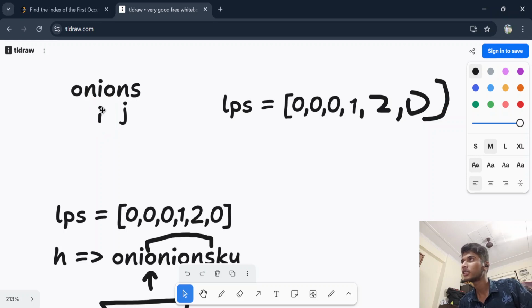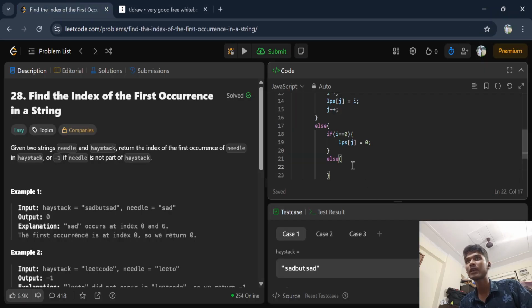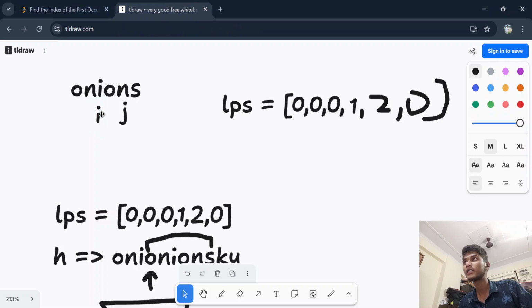See, if i was here and j was here, again our value should be 2, but how can I see that? Because this i and n are not matching. So I will move my i to here, and I will not do i minus minus. We will do i is equal to LPS of i minus 1. i is at the 3rd index.